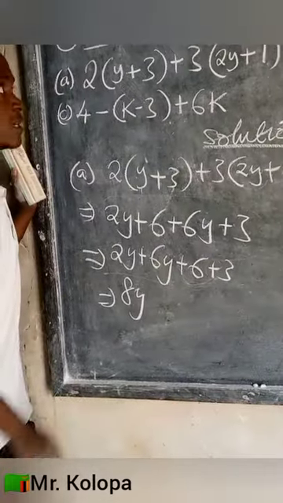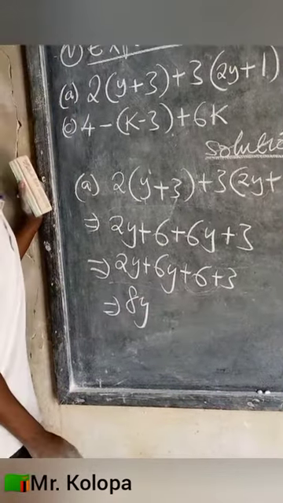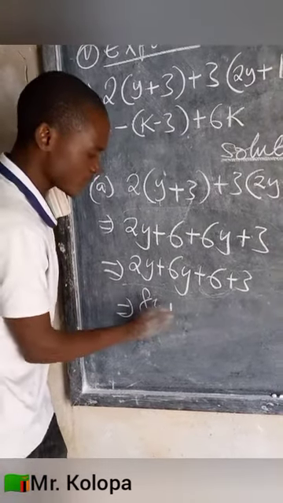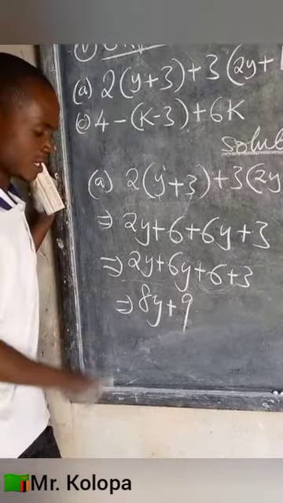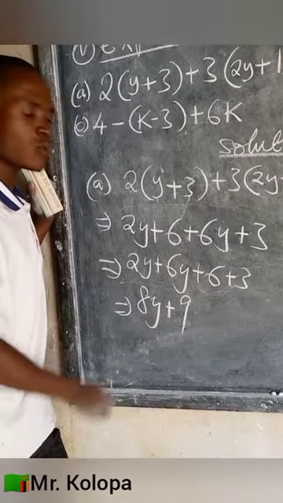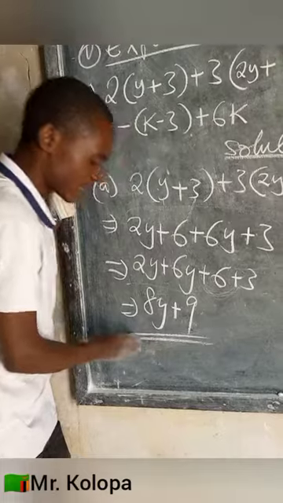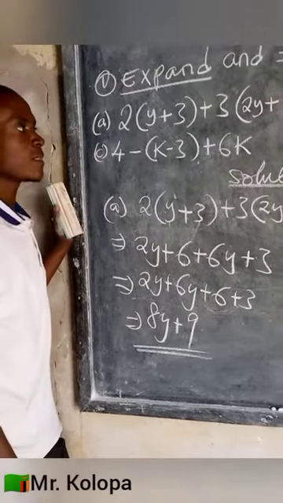Same signs. So when you have same signs, you are supposed to add and maintain the same sign, which is positive what? Positive 9. These are unlike terms which cannot be added or subtracted. So we are going to end there. So that is question A.